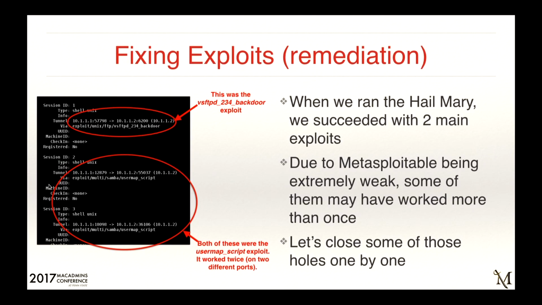Now, the shell, let's see here. So the one was the VSFTP 234 backdoor exploit. And then you should have also had two of them for the user map script exploit. Did you guys see either one of those two pop up in your Metasploit, in your Hail Mary? I just saw one. Which one did you see? The first one. The VSFTP? Good. Okay. All right. So let's see here.